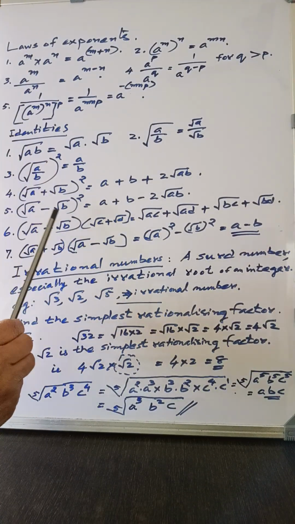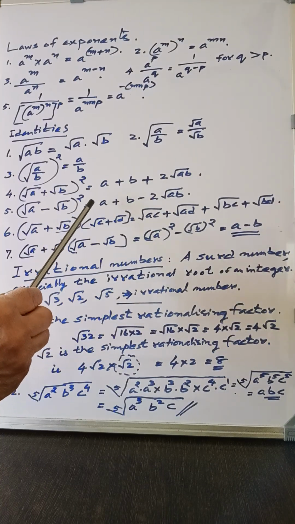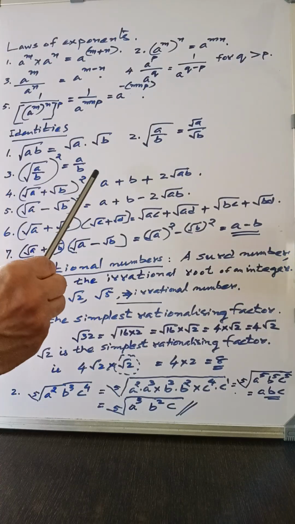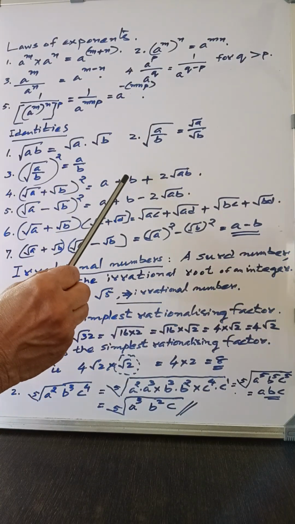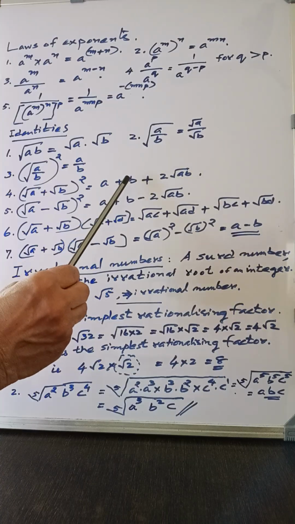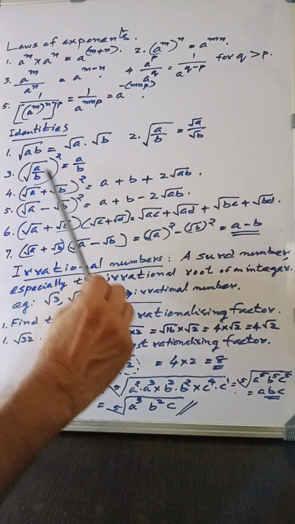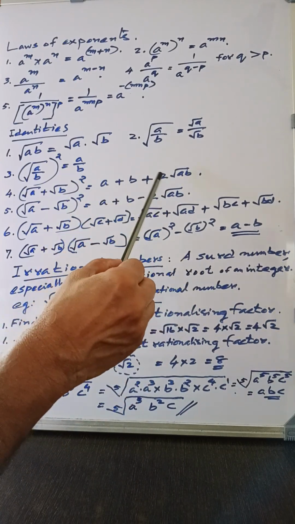Root A minus root B the whole squared equals root A the whole squared, A raised to 1 by 2 into 2, A raised to 1, that is A. B raised to 1 by 2 into 2 gives B raised to 1, that is B. Plus 2 into root A into root B. Root A into root B equals root AB. Therefore 2 root AB.